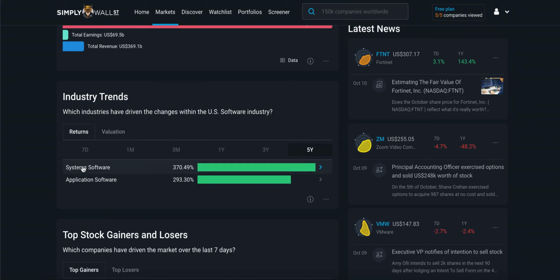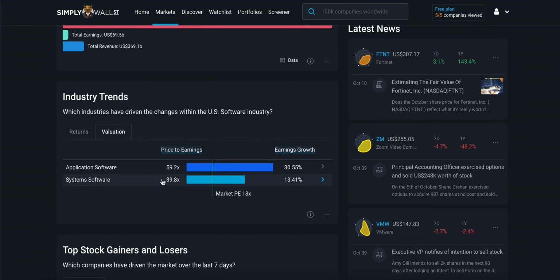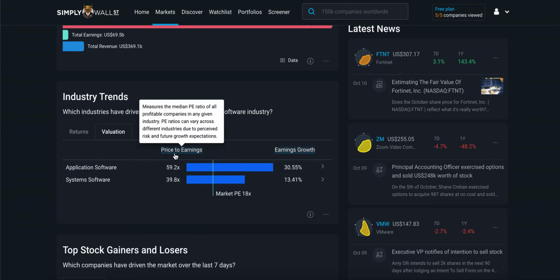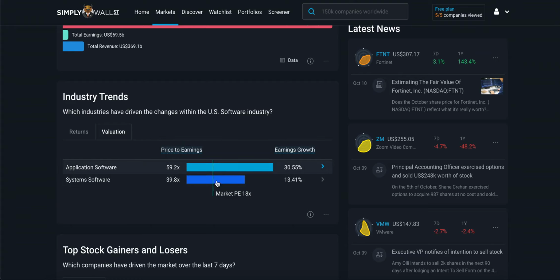Now, within this industry, there's two sub-industries, system software and application software. And again, they've both performed very well over the last couple of years, which is quite an interesting insight. In terms of their valuation, you can see that they are quite high compared to the market PE. So here we see a price to earnings ratio of 59 for application software, which is well above the market PE of 18. However, that's accompanied by an expected earnings growth rate of 30%, which helps justify the higher PE because investors are willing to pay up for a high rate of earnings growth. And you can see here that the system software industry, while it isn't as high, still has a relatively high rate of forecasted earnings growth.